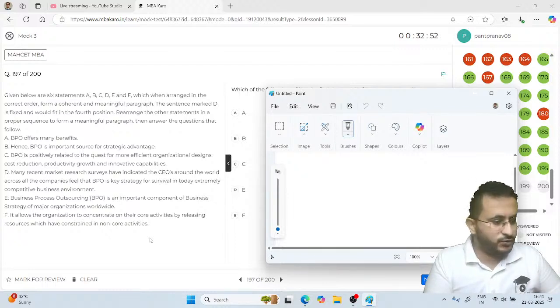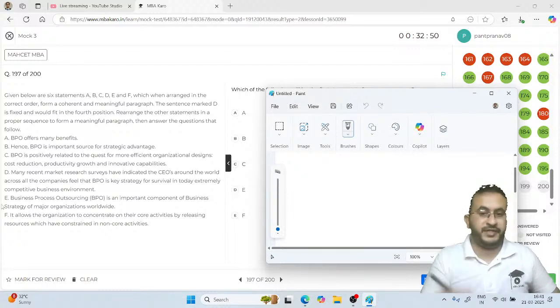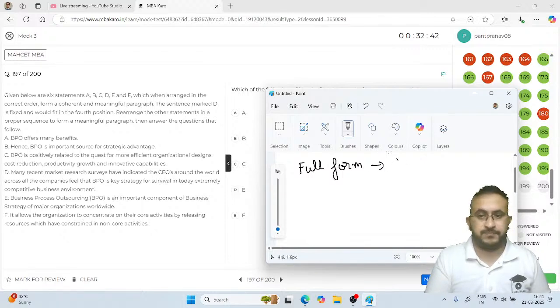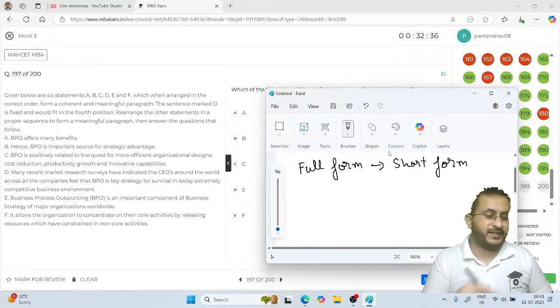So E looks to be the starting sentence. Now, how do we determine the starting sentence? Because they have given the full form. Always remember, full form पहले होगा तभी short form use होगा. Okay, full form पहले आएगा तभी short form आएगा.